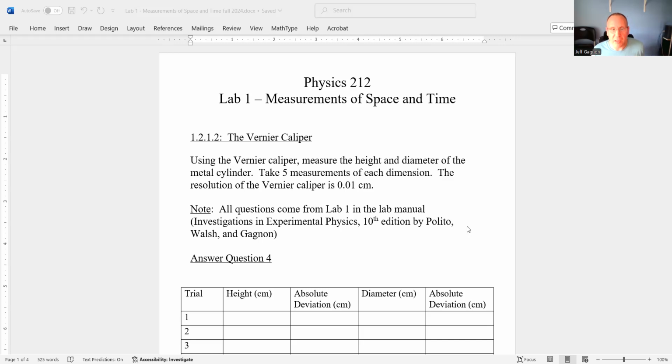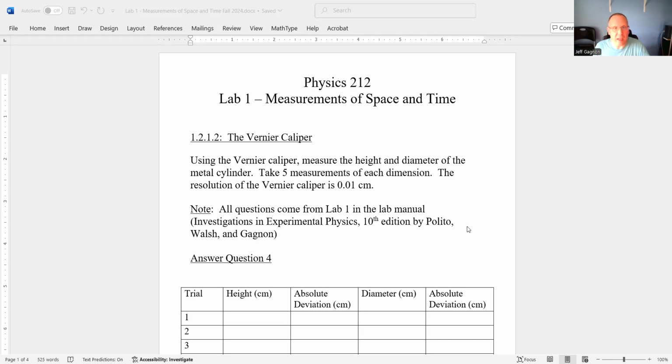To do that, we're going to use an instrument called the vernier caliper. And the vernier caliper is a fairly accurate instrument. It has a resolution of 0.01 centimeters. So the smallest length that it can measure is 0.01 centimeters.